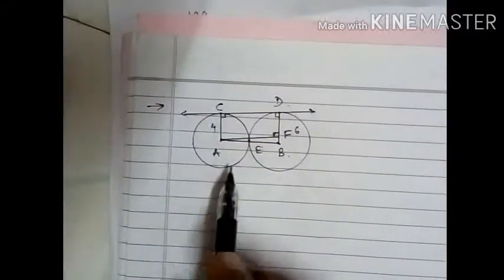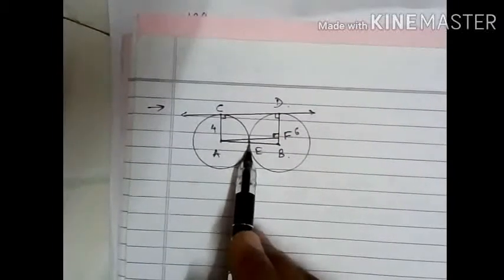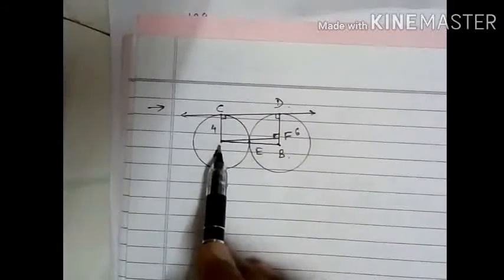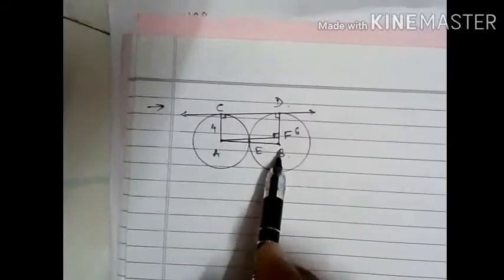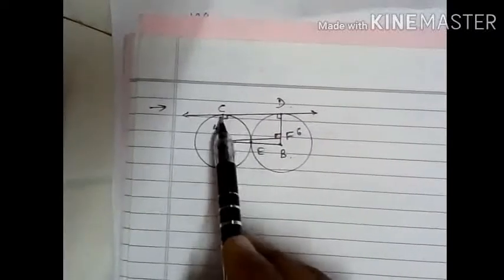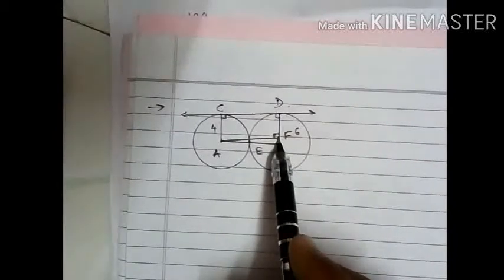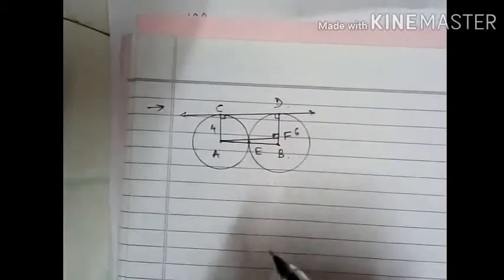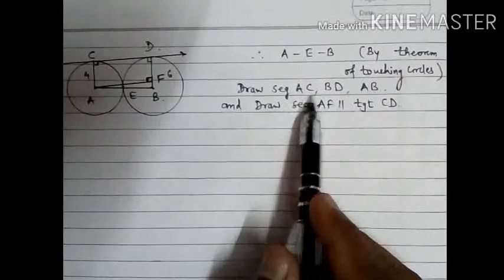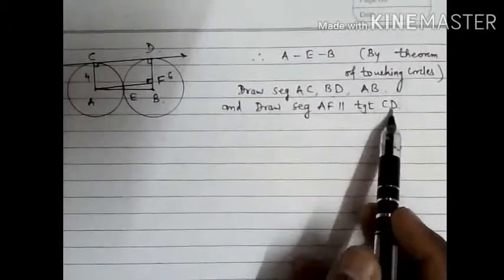Also draw segment AB through point E, because the point of contact and the centers of the touching circles lie on the same line. They are collinear, that is A, E, B are collinear. Again, draw line AF parallel to line CD. It intersects BD at point F. In this way, first draw these constructions. Therefore, draw segments AC, BD and AB, and draw segment AF parallel to tangent CD.